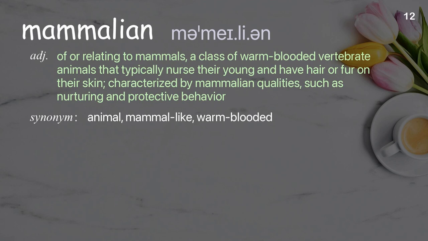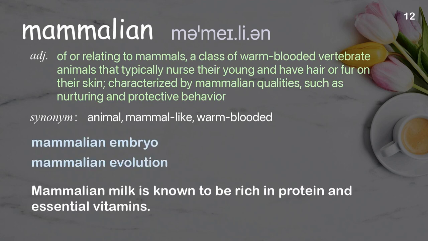Mammalian. Of or relating to mammals, a class of warm-blooded vertebrate animals that typically nurse their young and have hair or fur on their skin, characterized by mammalian qualities, such as nurturing and protective behavior. Examples: Mammalian embryo. Mammalian evolution. Mammalian milk is known to be rich in protein and essential vitamins.